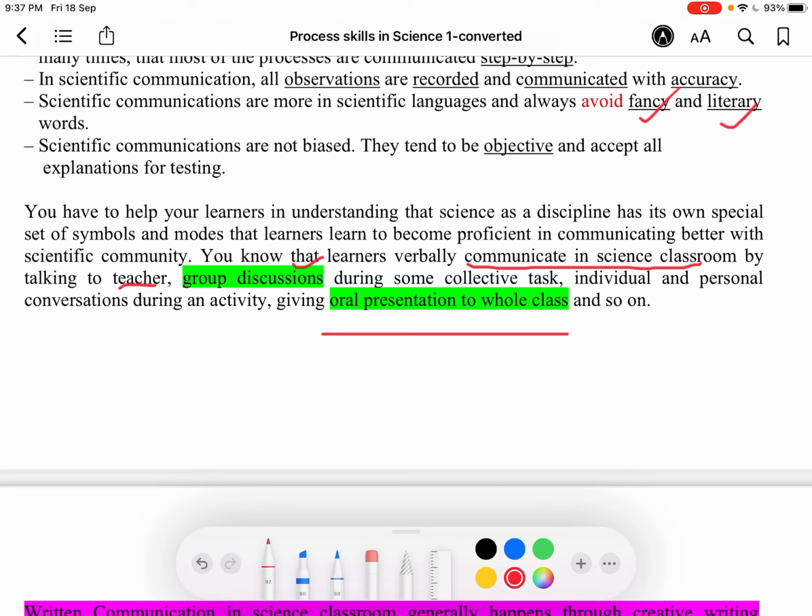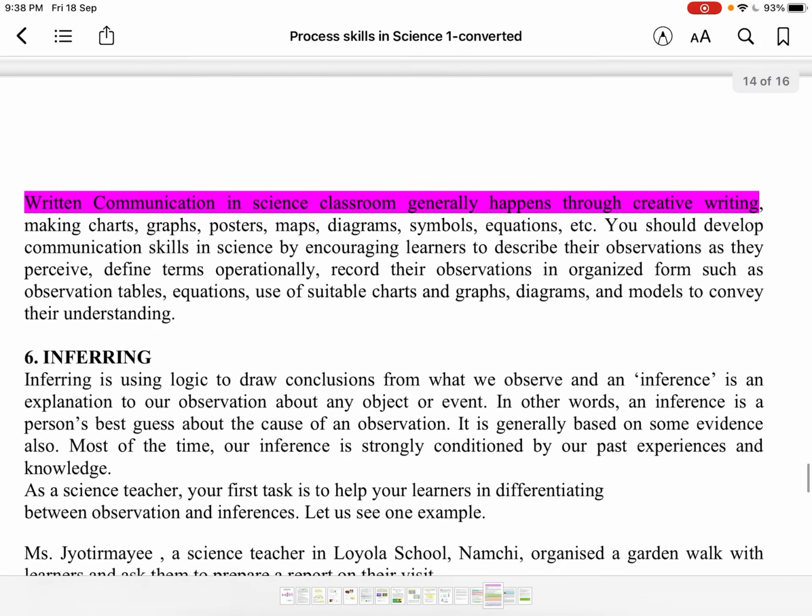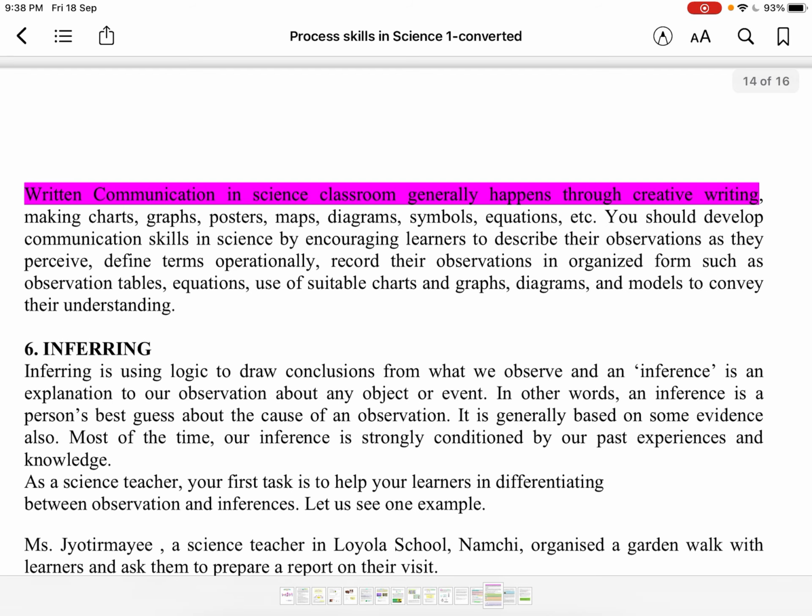During your graduation you must have done term paper presentations. That is for enhancing communication skill. Similar types of activities we can organize even in the school classroom, as a science teacher. This way the communication skill will be developed.